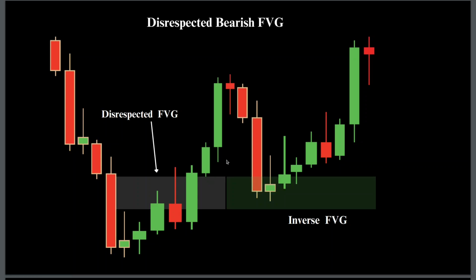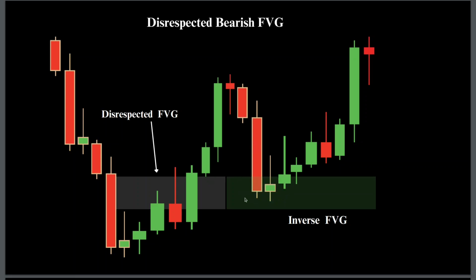That is why it is very, very important to analyze fair value gaps in the sense of the ones that are respected and the ones that are disrespected. In this case, this fair value gap was not respected. We see price push past this fair value gap. When price pushes past this fair value gap, we will likely wait for price to come back into this fair value gap to possibly confirm our shift in market sentiment.